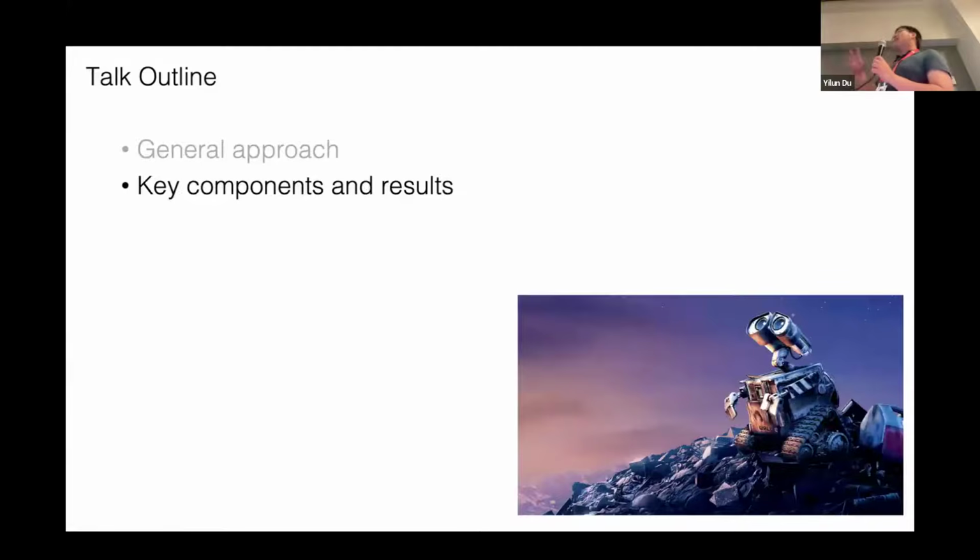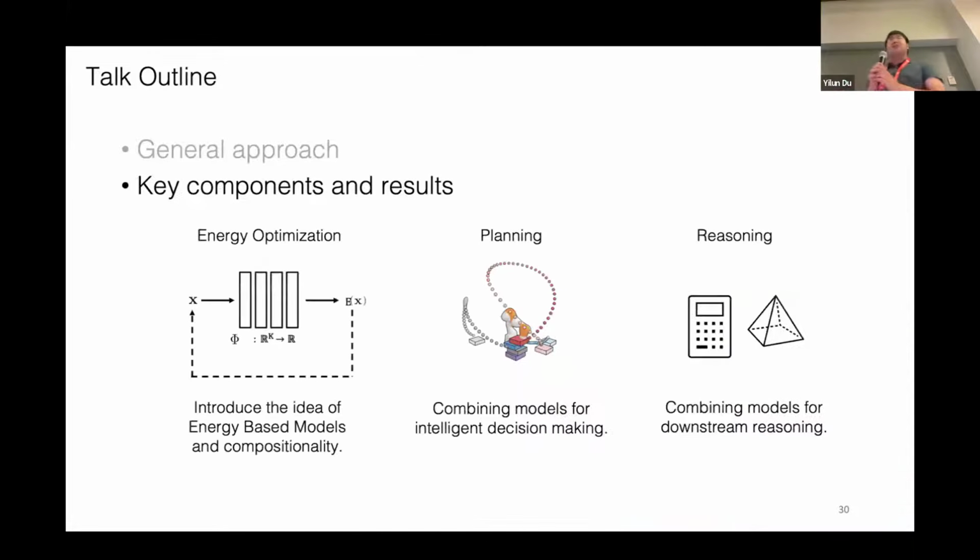Okay, so that was just a general idea about two ways of why you should build models and how you can build them in a compositional manner. Now I'll talk a bit more about some details of this framework. First I'll talk about how you can implement this idea of compositionality of models using energy-based models. Then I'll talk about how this compositionality can be used for downstream decision-making. And finally, I'll talk a bit about how you can use this approach to do reasoning and solve new tasks that you haven't seen before.